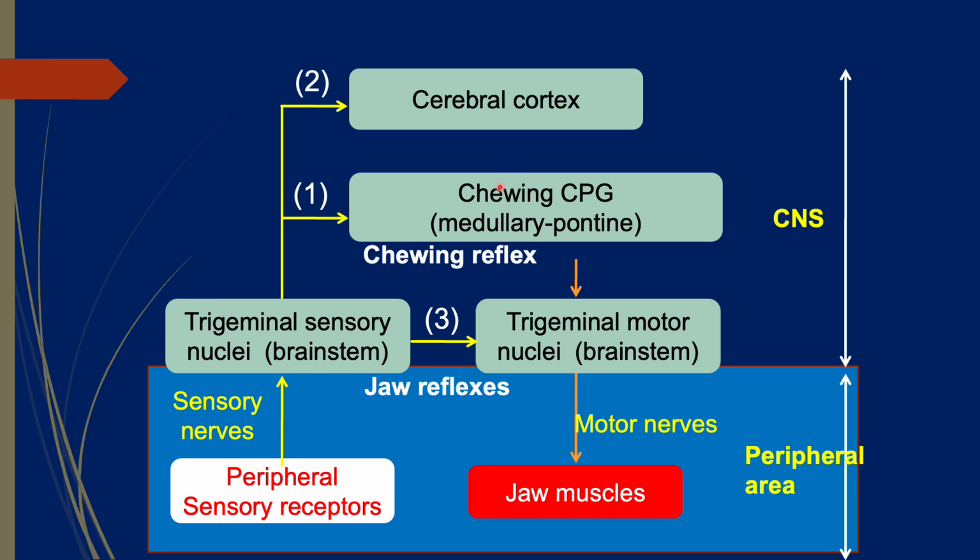The central pattern generator itself is governed by the cerebral cortex, but can also work independently of the cerebral cortex. And the cerebral cortex itself can command the coordination of antagonistic muscle groups to perform the jaw muscle movements through the trigeminal motor nuclei in the brainstem.